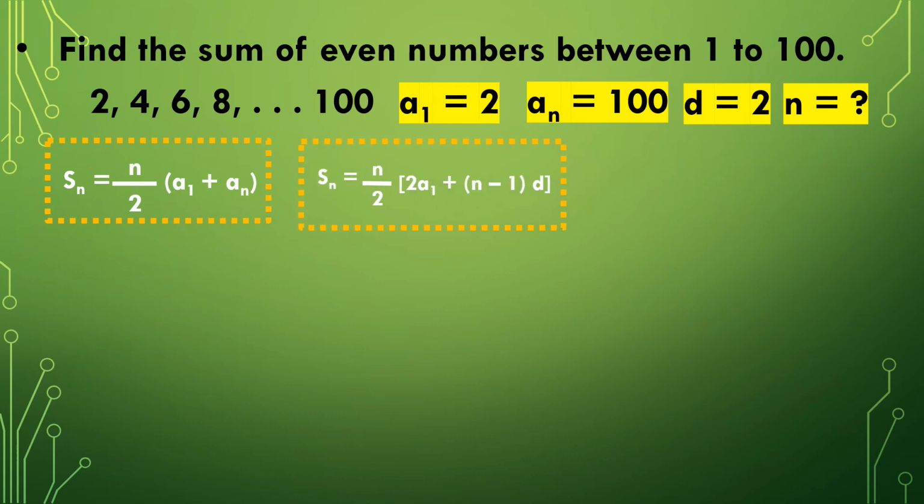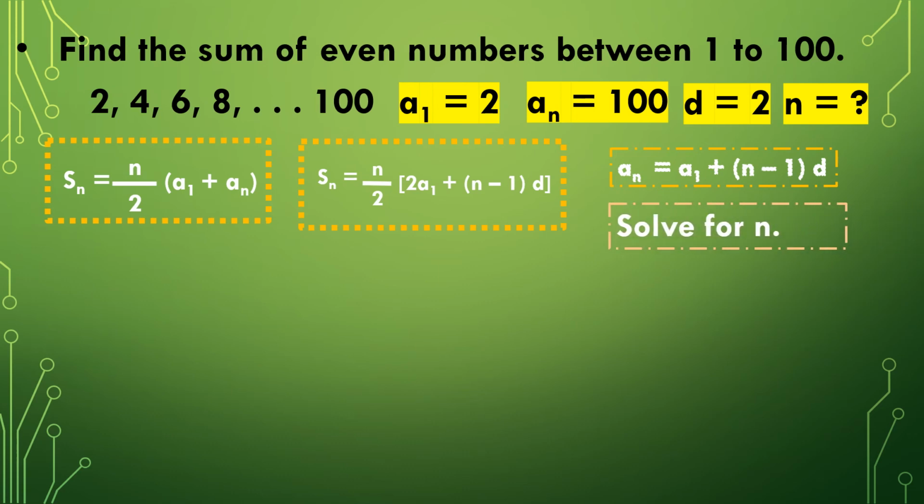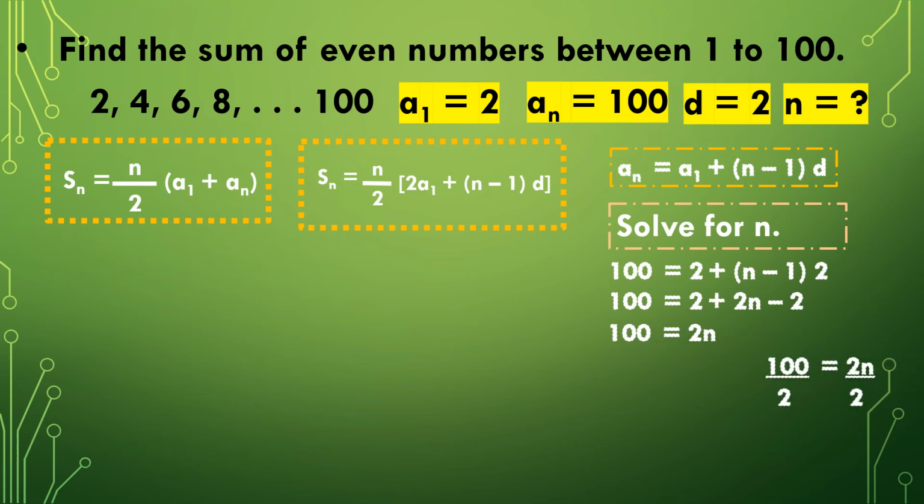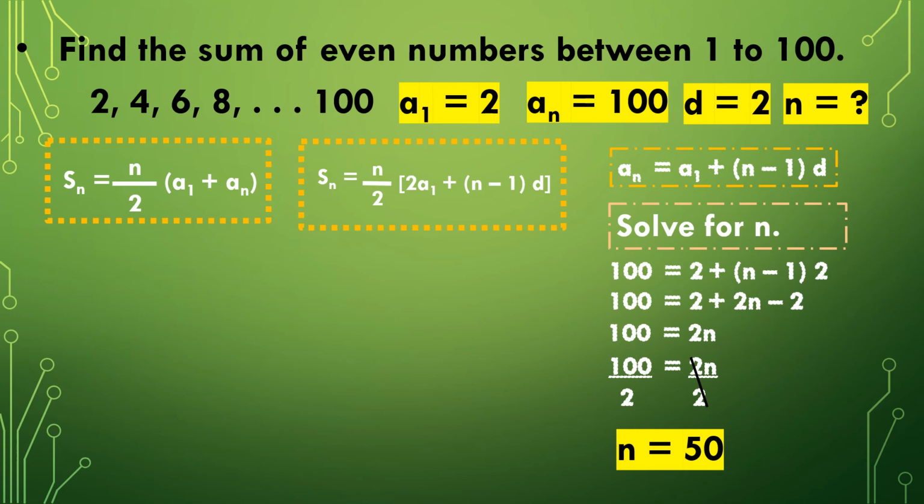Instead of solving for s sub n, we first solve for the value of n using the formula a sub n equals a sub 1 plus n minus 1 times d. To solve for n, we substitute the given value of the variables. N therefore is equal to 50. Since we already know the value of n, a sub 1, a sub n, and d, we may use any of these two equations.